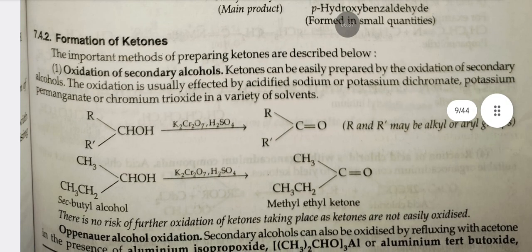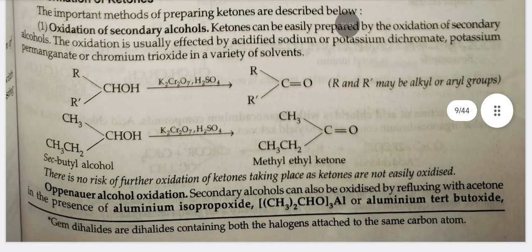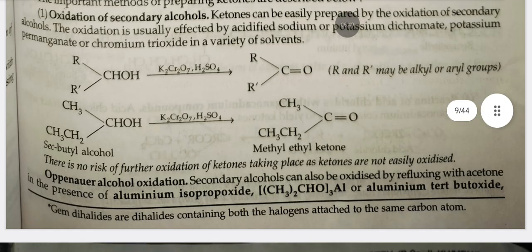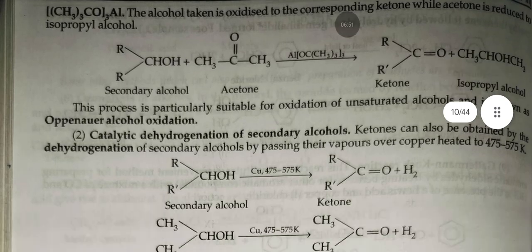Formation of ketones: oxidation of secondary alcohols. Ketones can be easily prepared by the oxidation of secondary alcohols. The oxidation is usually effected by acidified sodium or potassium dichromate, potassium permanganate, and chromium trioxide in a variety of solvents.